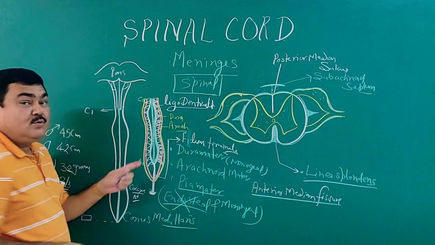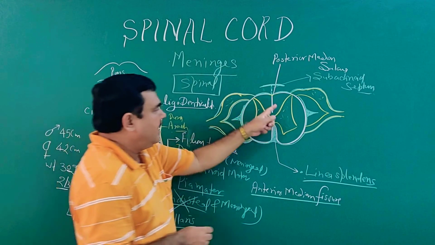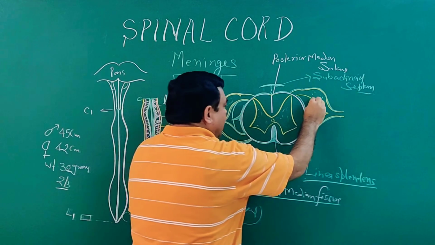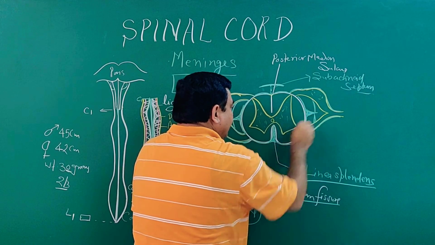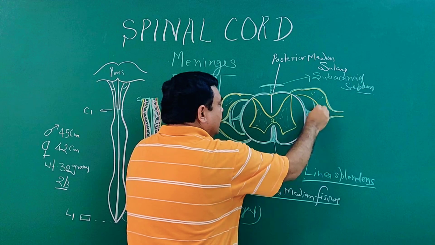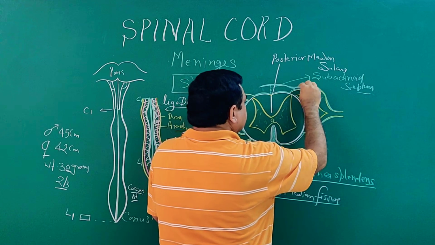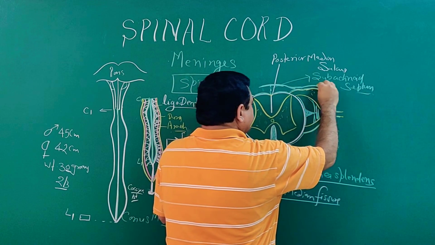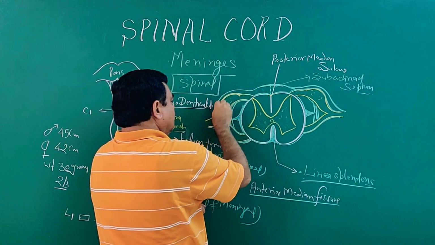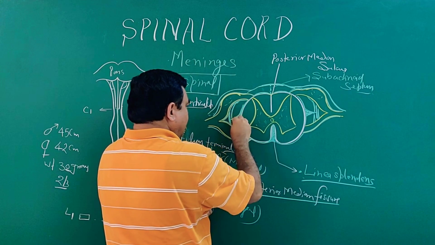This is the ligamentum denticulatum, a tooth-like process. This process pierces the arachnoid. Here is the position of the arachnoid mater. It pierces the arachnoid and is attached with the dura mater. So it is attached with the dura, and it pierces the arachnoid.